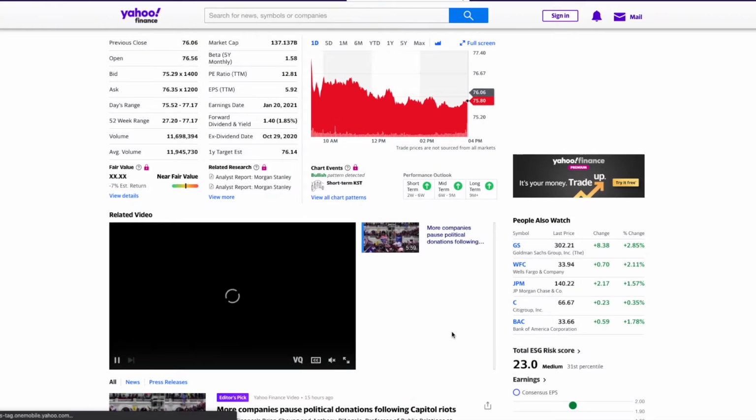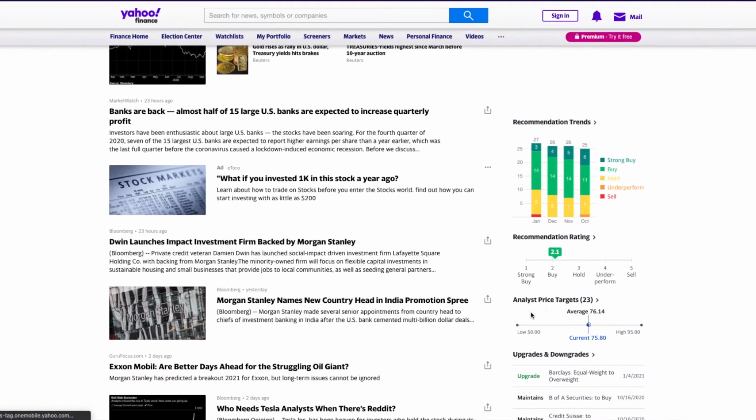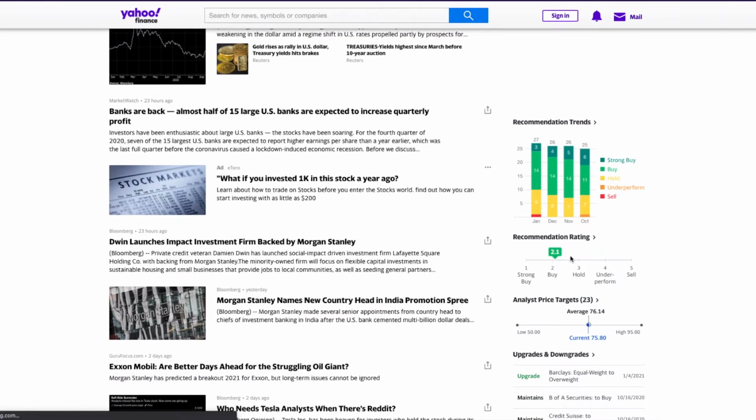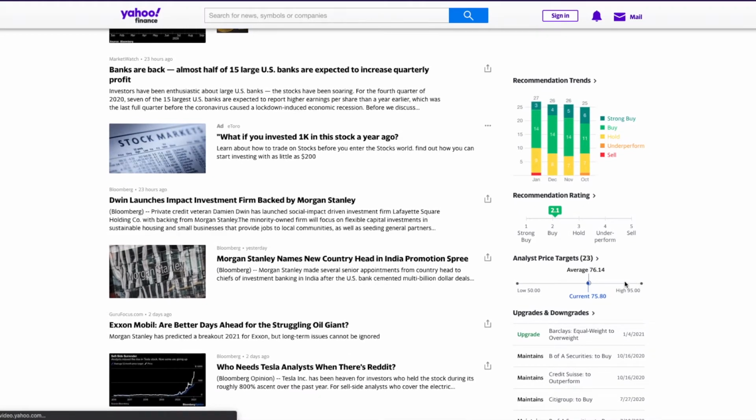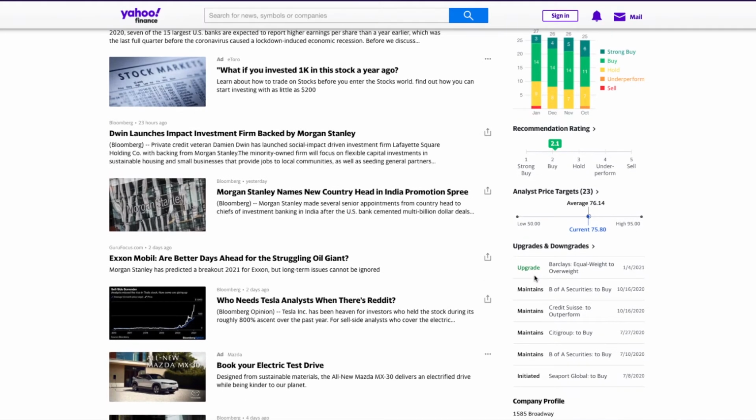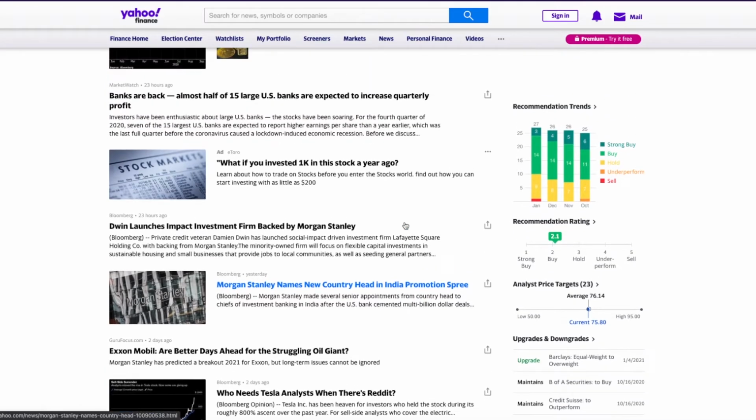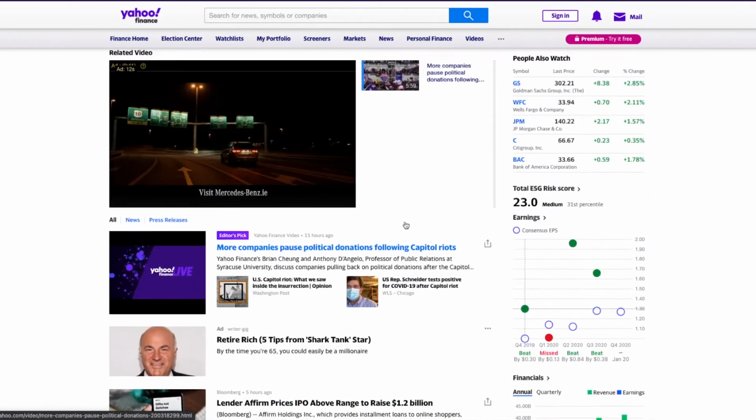We scroll down again very quickly, guys, and other things to look out for here. Recommendation. So again, most analysts covering this stock are giving it a 2.1, which is a very strong rating to buy. You've got a view of the low, average, and high price targets, and again the upgrades as well and downgrades, which can potentially impact the price and share.